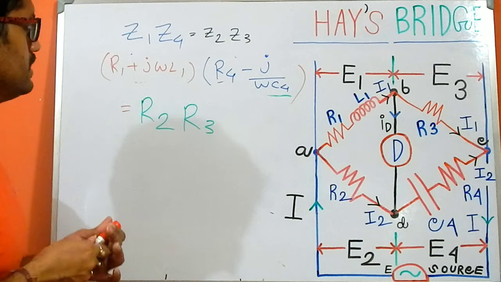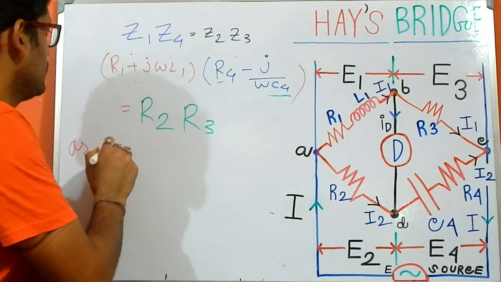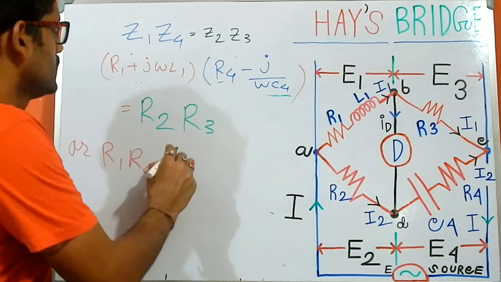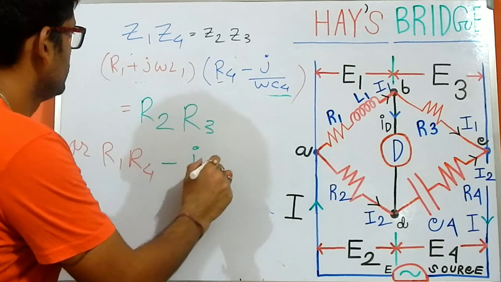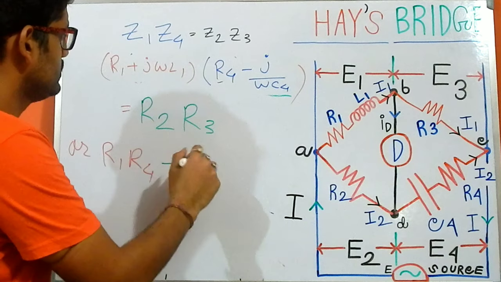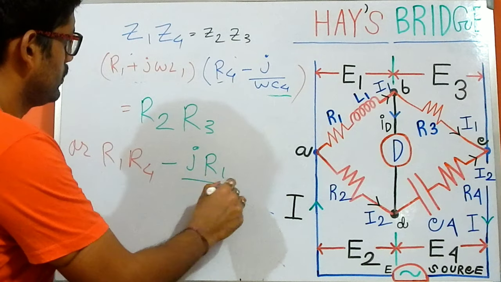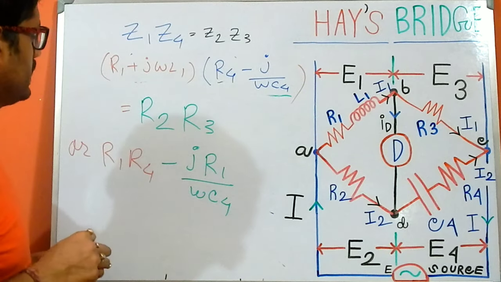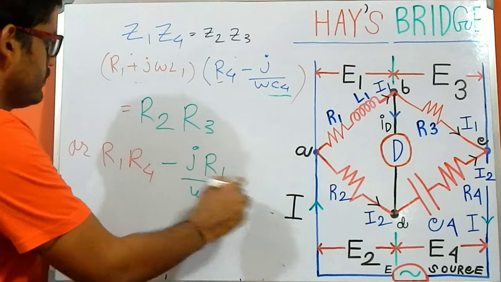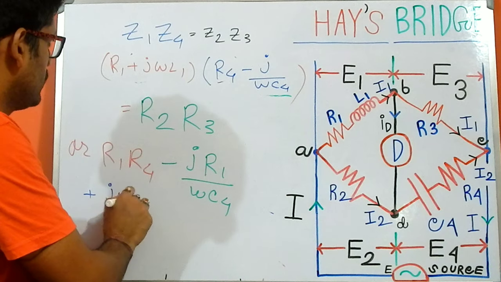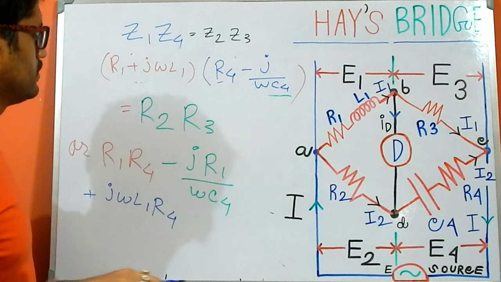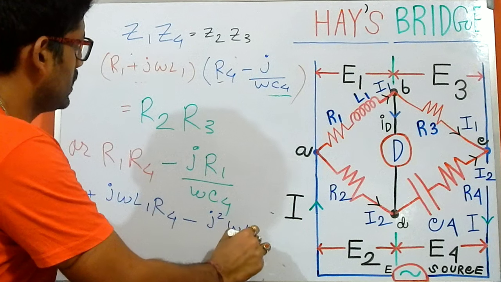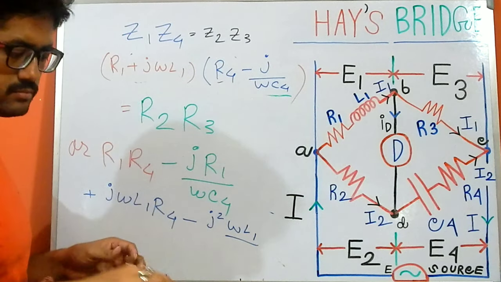The next one is very simple. If I multiply the expressions, I have got R1 R4 for this one, minus j R1 divided by omega C4, and plus j omega L1 R4, plus or minus a minus j square omega L1 divided by omega C4.